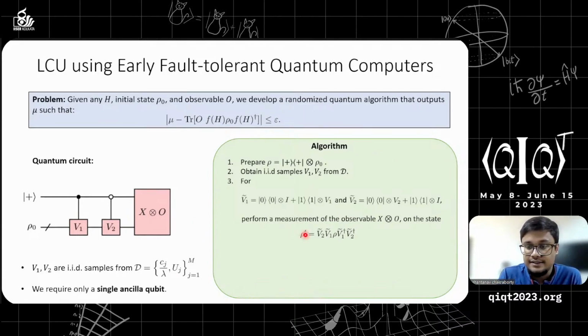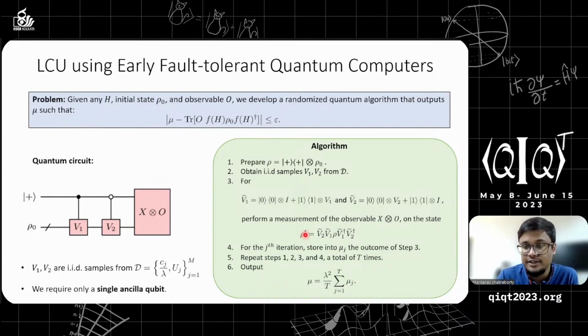Once you make the measurement on this transformed quantum state, you get a number. Let's say for the jth iteration, that number is mu j. So for every iteration of this short depth quantum circuit, you're going to get a number: mu1, mu2, mu3, and so on. At the end of t runs, you take the sample average of what you have, multiplied by the square of the weight. We'll show that if you repeat this enough number of times, this mu is going to approximate this quantity.